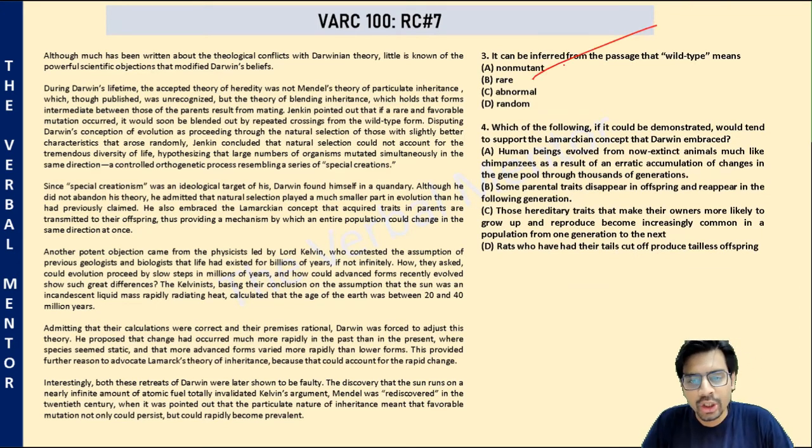Question number 3. It can be inferred from the passage that wild type means what? Now, please note how to derive the answer to such questions. Wild type was mentioned in paragraph 2 here. And the sentence says, Jenkins pointed out that if a rare and favorable mutation occurred, it would soon be blended out or counterbalanced by repeated crossings from the wild type form.